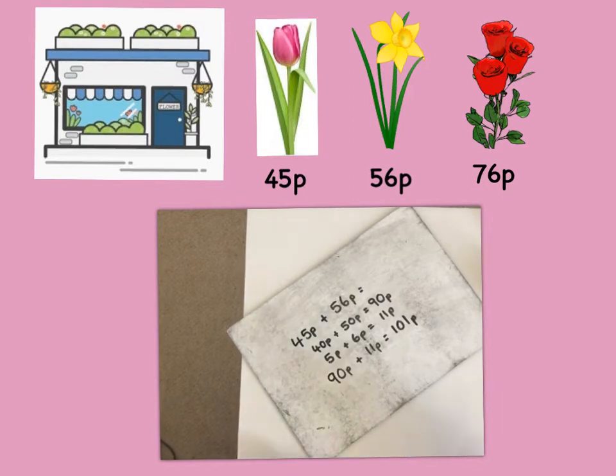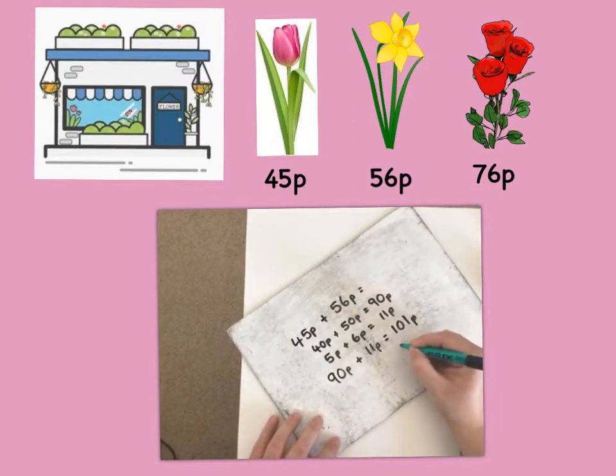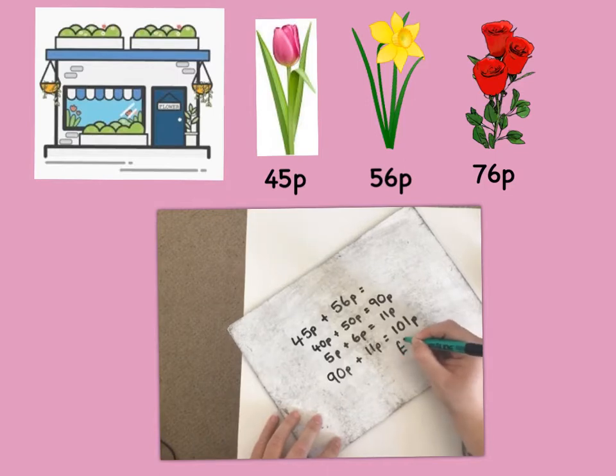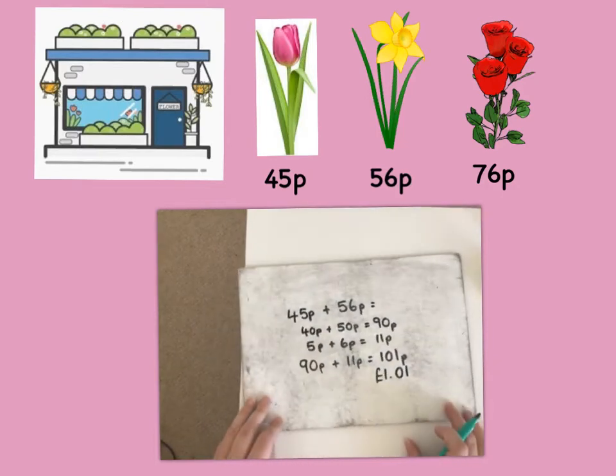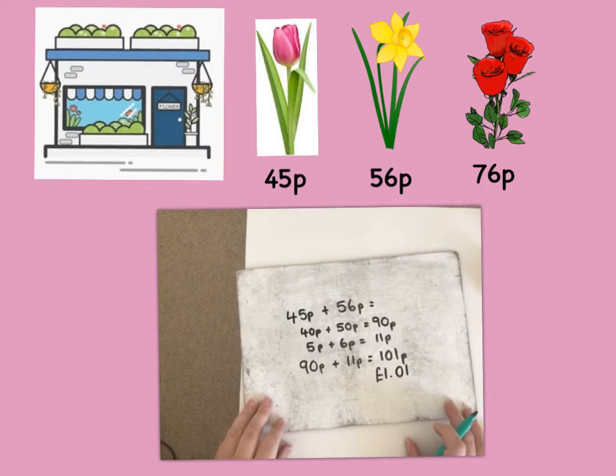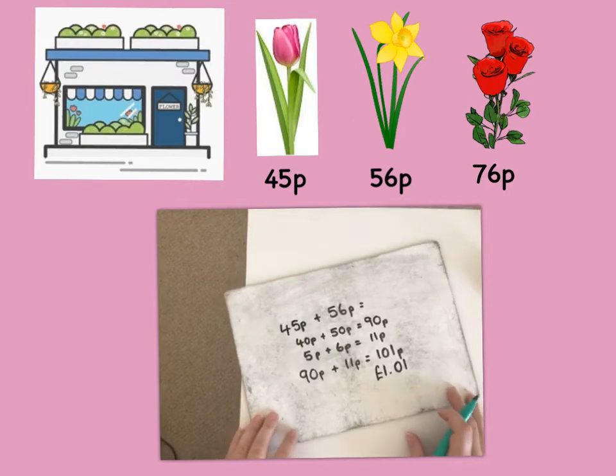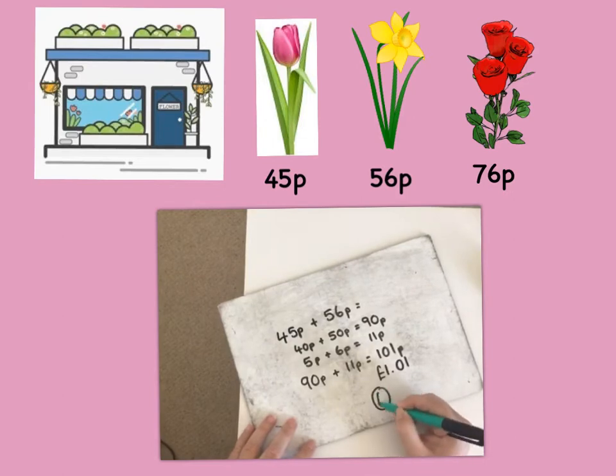That sounds quite strange, doesn't it? So I'm going to change this because I know there's 100 pennies in £1. So I'm going to change it to £1, 1p. So it can also look like that. To have a challenge, you could also draw the coins you would need to use to pay. So I would have a £1 and a 1p to pay for those flowers.